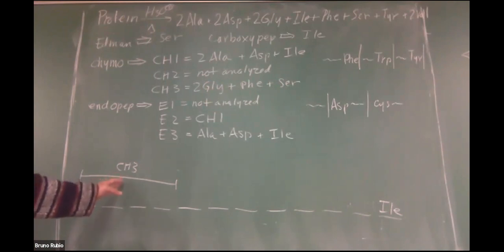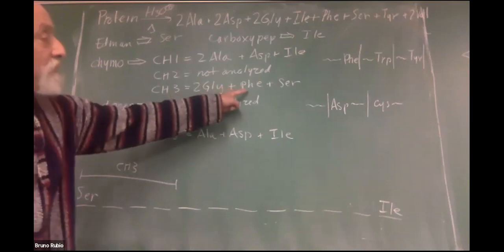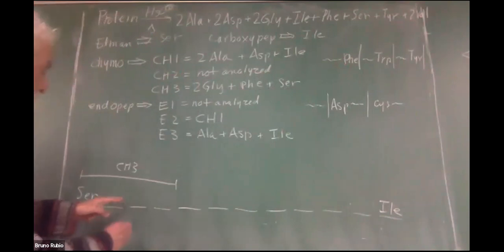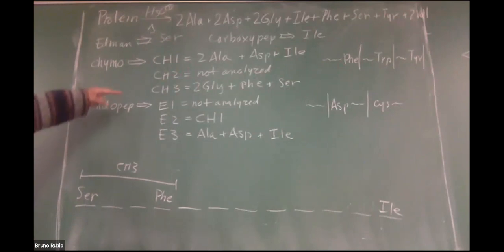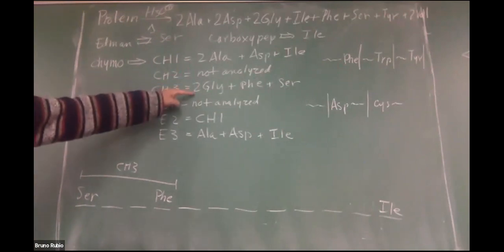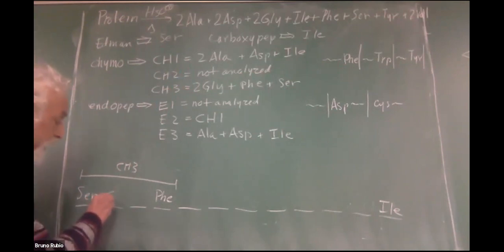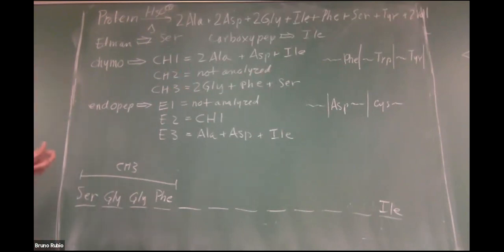Okay, and it's a chymotrypsin fragment. Chymotrypsin breaks after the arene amino acids. So in CH3, we have a phenylalanine, and chymotrypsin breaks after phenylalanine, so phenylalanine has to live there. And furthermore, CH3 has 2 glycines. We have 2 open spaces here in CH3. That must be where those 2 glycines live. Okay, so that was CH3.